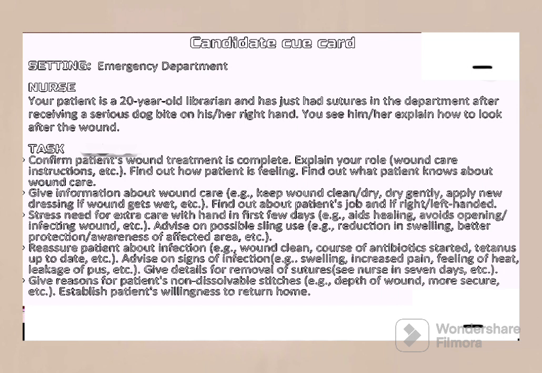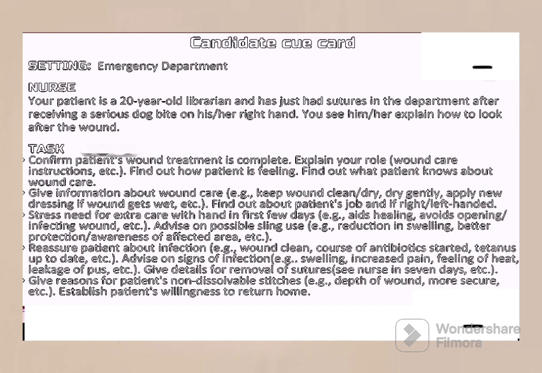And then we have one more question. Could you please tell me what your job is and whether you are left-handed or right-handed? The answer will be, I am a librarian and I am right-handed. Then we can give a suggestion. Okay, Mr. James, I can tell you that you are right-handed and the injury happened in the right hand. So please take care to prevent further injuries.